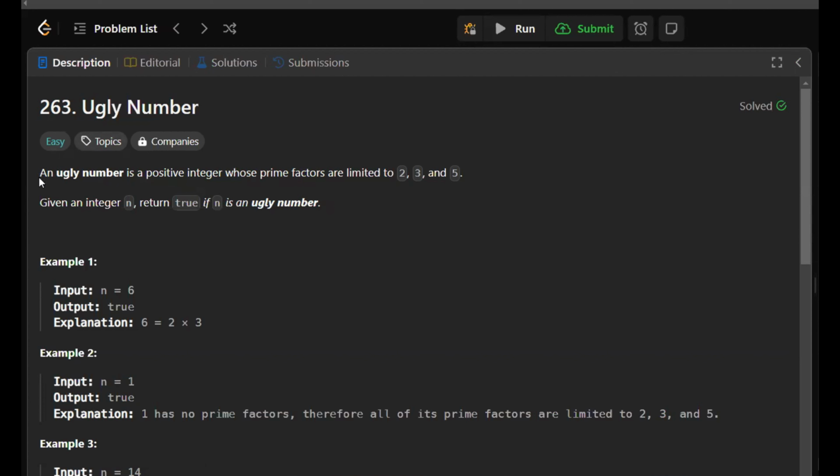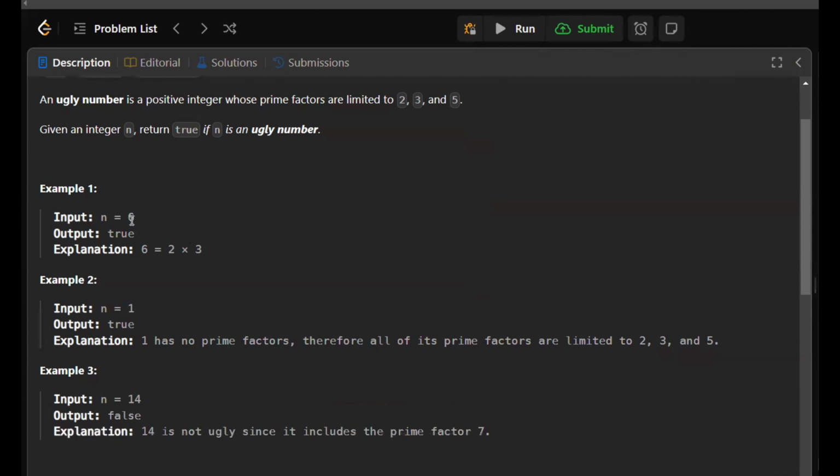So here, an ugly number is a positive integer whose prime factors are limited to only 2, 3, and 5. That means these positive integers can only be divisible by the values 2, 3, or 5. Now, given an integer n, we have to determine whether it is an ugly number or not. If the integer is an ugly number, we have to return true. Otherwise, we have to return false.